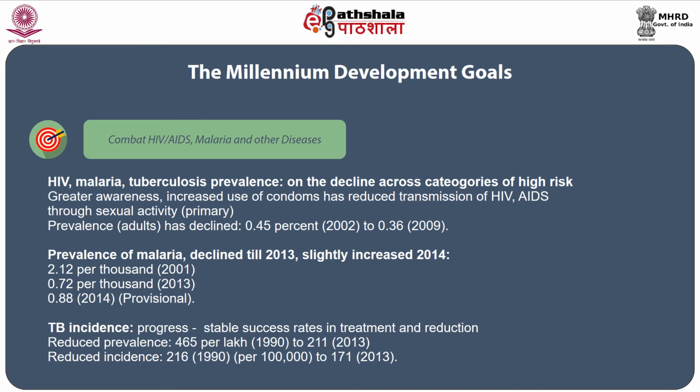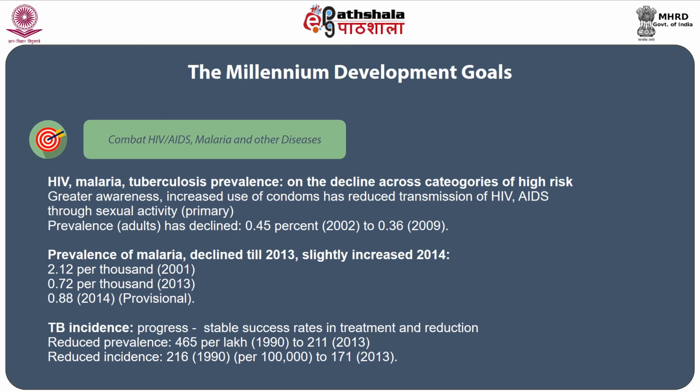Greater awareness and increased use of condoms also reduce transmission of HIV and AIDS through sexual activity, which is the primary focus. The prevalence among adults has declined from 4.45% in 2002 to 0.36% in 2009. The prevalence of malaria declined till 2013 and slightly increased in 2014. The statistics show that it was 2.12 per thousand in 2001, 0.72 per thousand in 2013, and a slight increase to 0.88 in 2014.